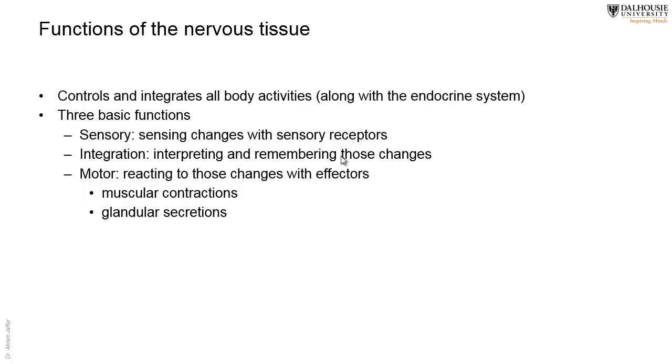And it has these 3 basic functions, which you can compare to the function of a computer system. For example, the basic function is sensory, sensing changes with sensory receptors. It's like input to the computer. Then integration: integrating, interpreting, and remembering these changes in the environment. It's like the central processing unit. And then the third function is the motor function, where it reacts to the changes by acting on effectors. These effectors could be muscles or glands. So this is like the output of the computer. So input, processing, and output: sensory, integration, and motor. These are the functions of the nervous tissue.